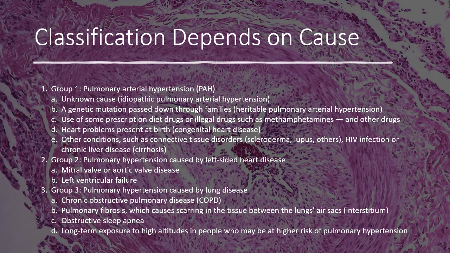Pulmonary hypertension is classified into 5 groups depending on the cause. Group 1 is pulmonary arterial hypertension, or PAH. The causes are the following. First, unknown cause.